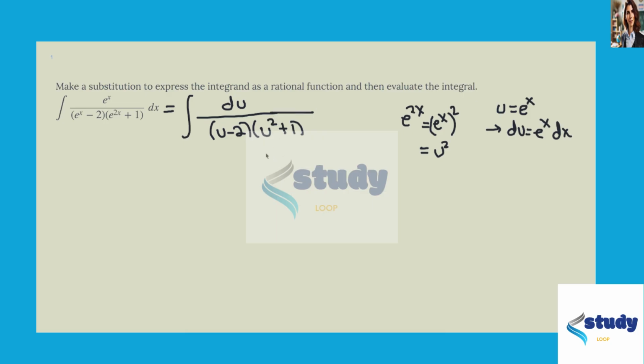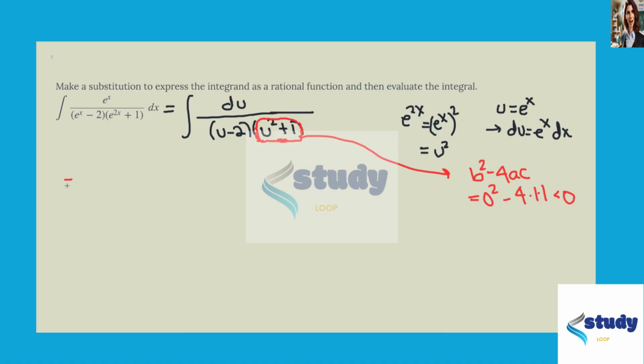Then we have to check whether or not this quadratic factor will factor into two linears. So to do this, you look at the discriminant, b squared minus 4ac. In our problem, b is 0 because there's no u term here. So 0 squared minus 4, a is 1, and then c is 1. So we get a negative quantity. That means that this quadratic does not factor.